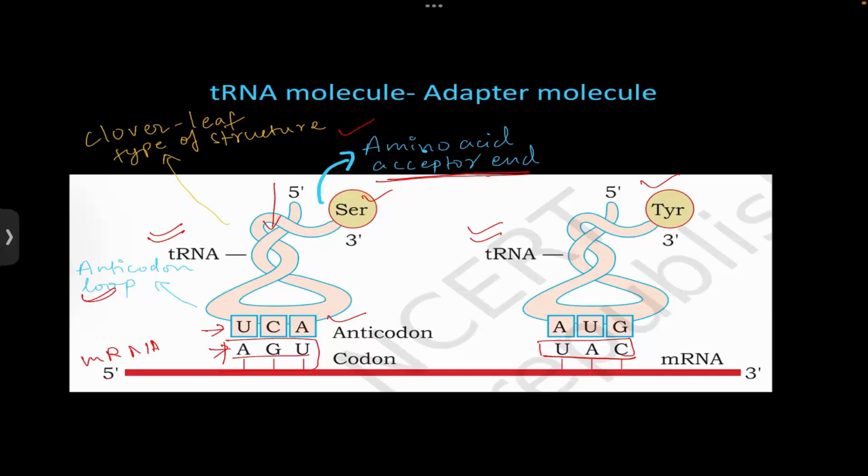One end of the tRNA has the anticodon because of which it can read the codon on the mRNA. The other end is bound to the amino acid, and this amino acid actually corresponds to that particular codon. So that is why the name transfer. It helps in transferring the information from mRNA to protein.